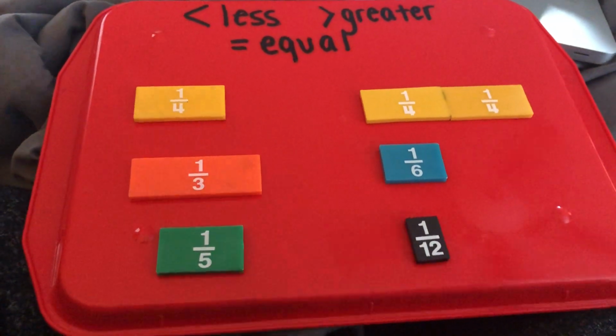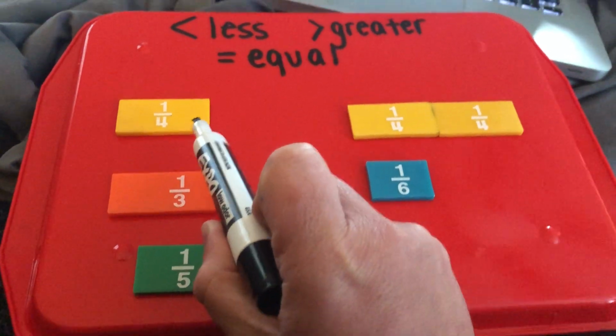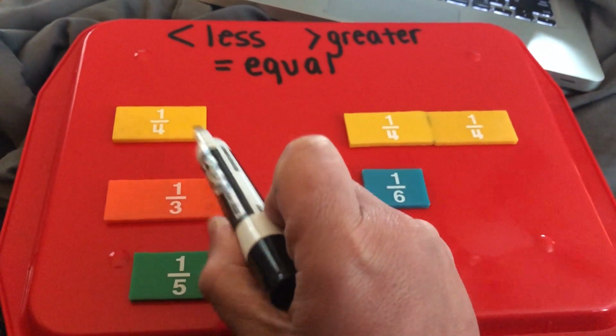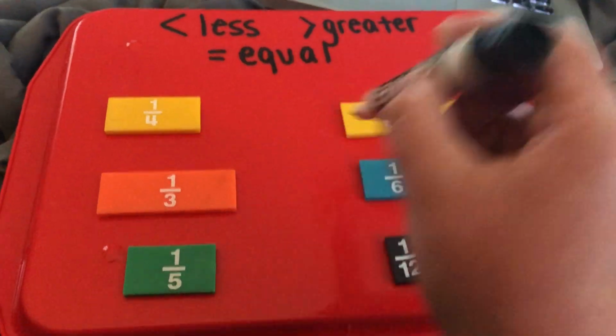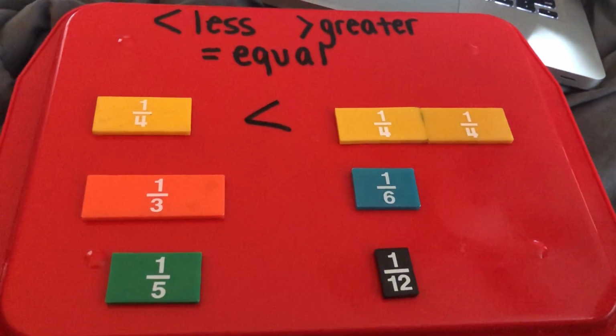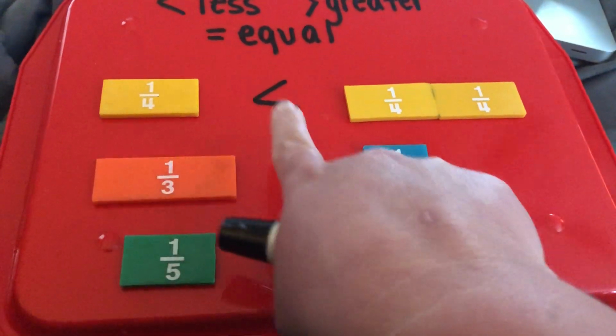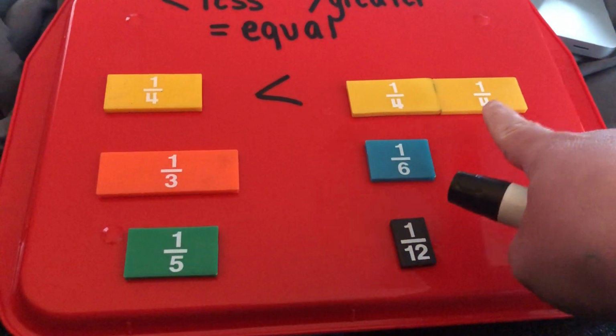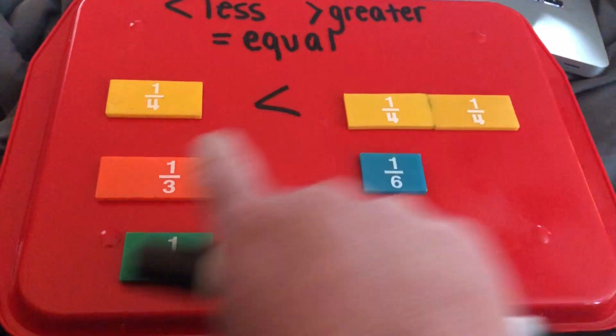So let's work on this a little bit. 1/4, I can clearly see that this one is smaller. So 1/4 has to be less than 2/4, which means 1/4 is smaller than 2/4. It takes up less space.